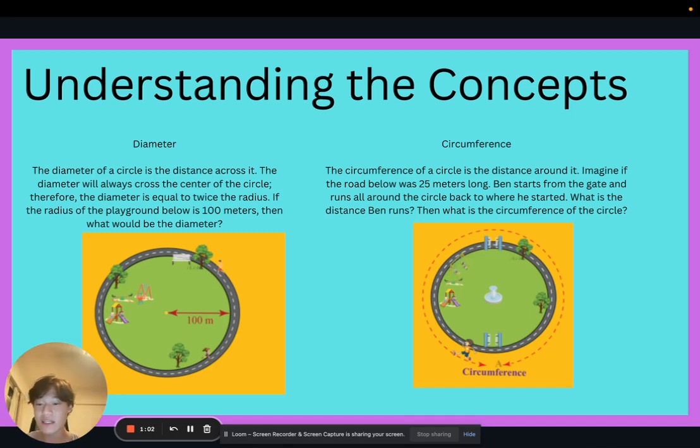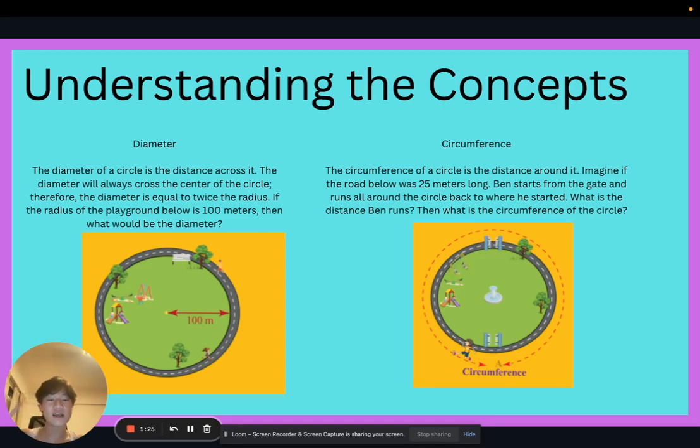So if the radius of the playground below is 100 meters, as you can see with the red arrow on the green playing ground, then what will be the diameter of the circle? Well, if the diameter is twice the radius, and the radius is 100 meters, then the diameter is 200 meters.